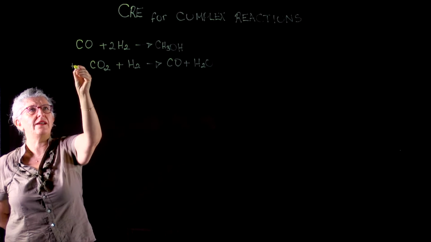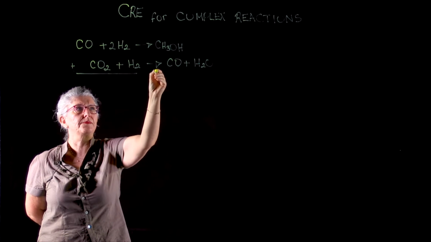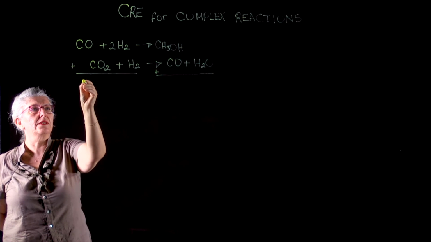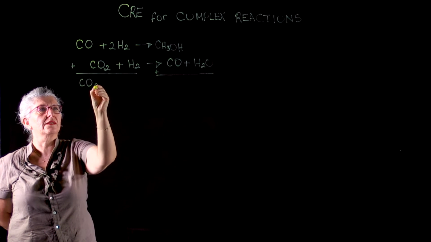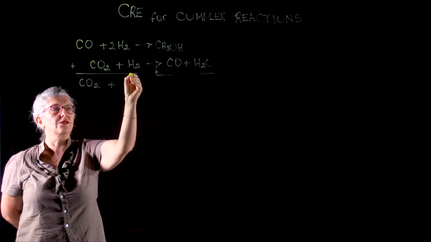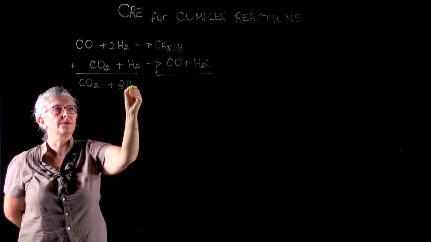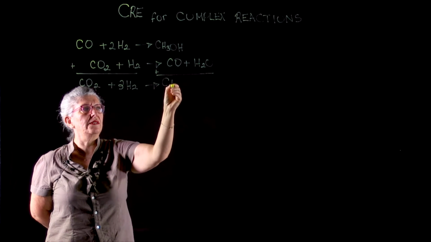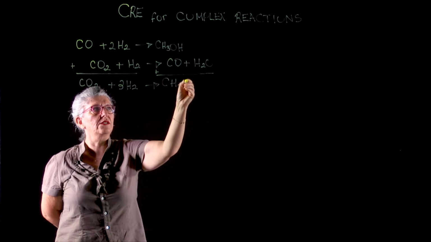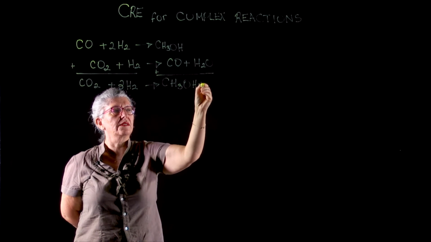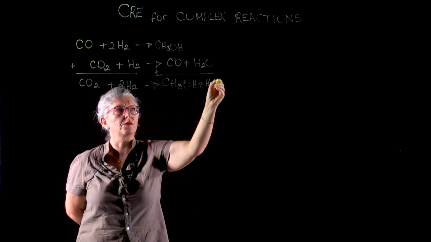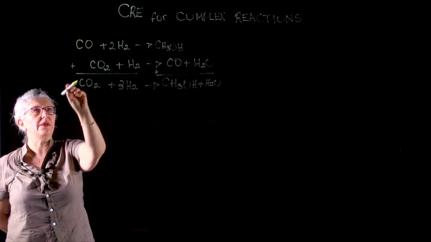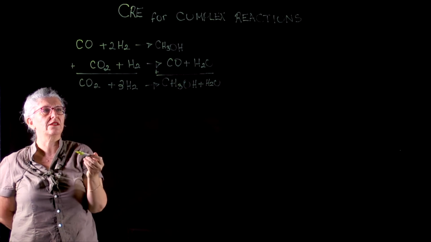Now, when we add those two reactions up, the net reaction becomes carbon dioxide plus 3 hydrogens producing CH3OH plus H2O. Now you see, I generated the third reaction by adding the first two reactions together.